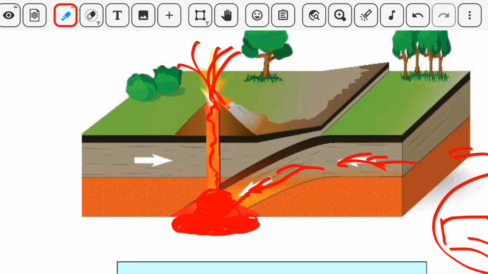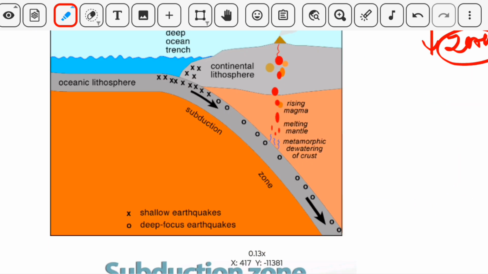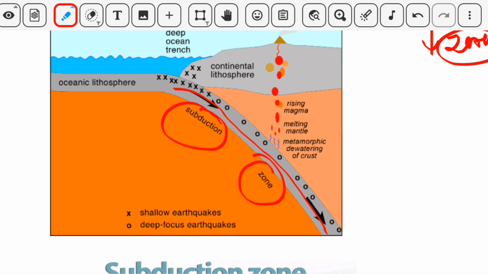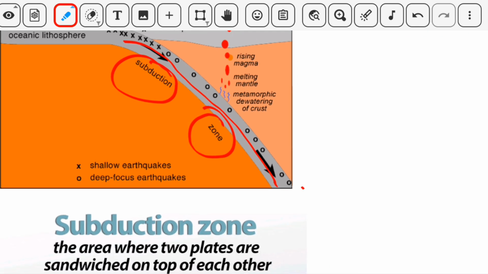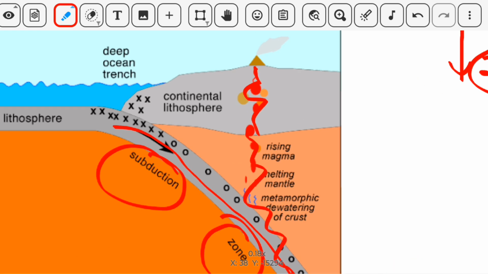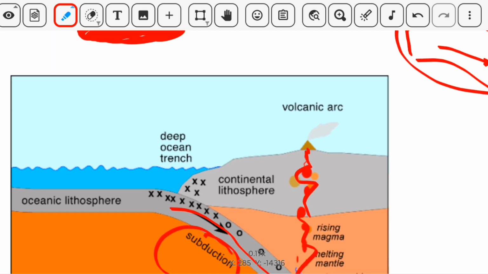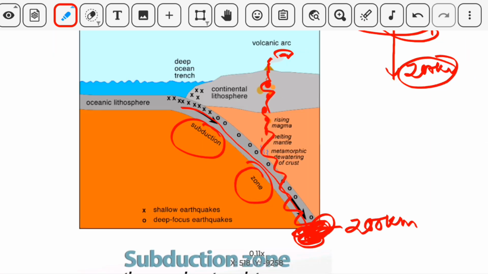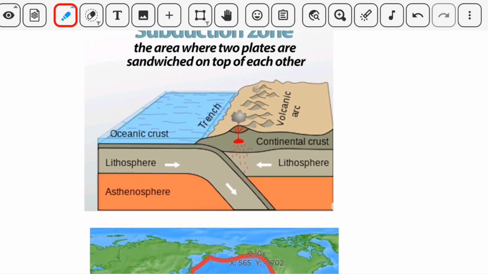But this is the primal concept of volcano. Now, subduction is happening in the subduction zone, where one plate is coming towards the other. At the 200 kilometer mark, it starts melting and magma accumulates. This magma rises, hits the top of the mountain, and it becomes a volcano. Easy.